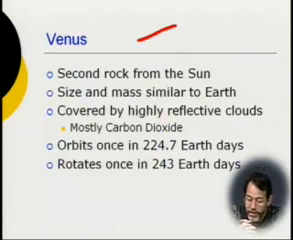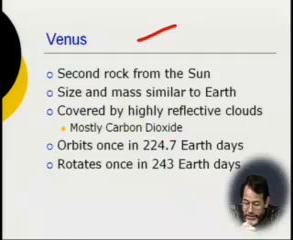Venus is next on our planet parade. It's the second rock out from the sun. Like Mercury, there are no moons. The size and mass of Venus are similar to the Earth. They're sometimes called Earth's twin planets. It's very hard to see the surface of Venus. It's easy to see the surface of Mercury because there's almost no clouds.